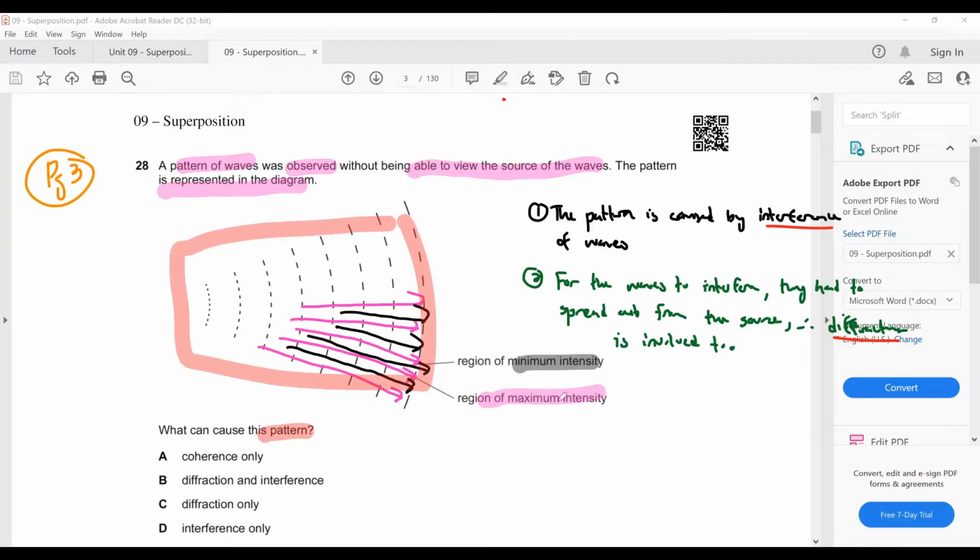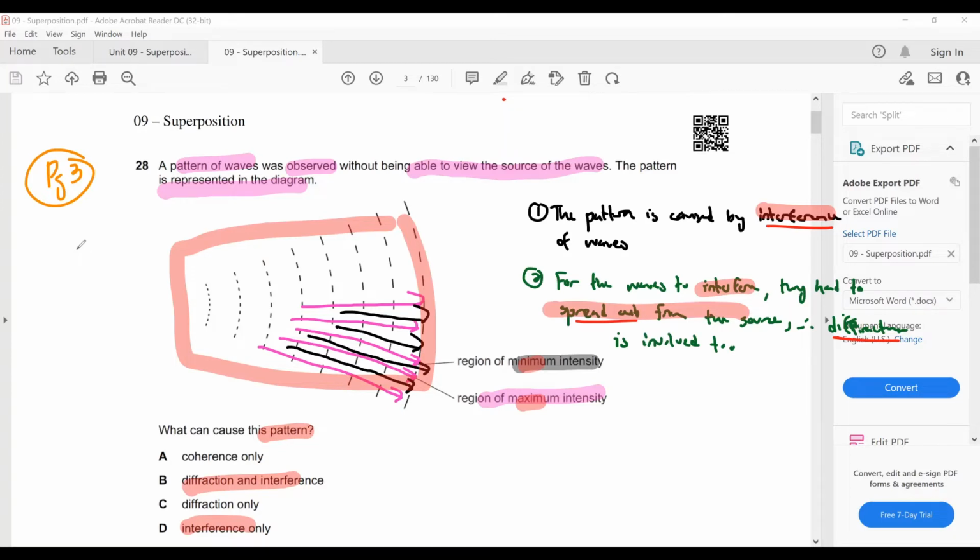Now you do know that the regions of constructive or destructive, or regions of maximum or minimum intensity, are due to the waves meeting or interfering with each other, so you have interference. That is correct. You had two choices here, interference only or diffraction and interference. There's another thing you needed to know here. You have to go one step further. You have to know that in order for the waves to meet and interfere, they had to spread out from the source. So diffraction is involved here.